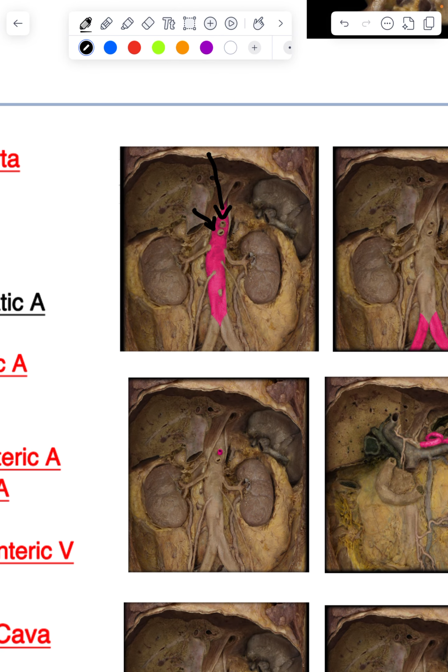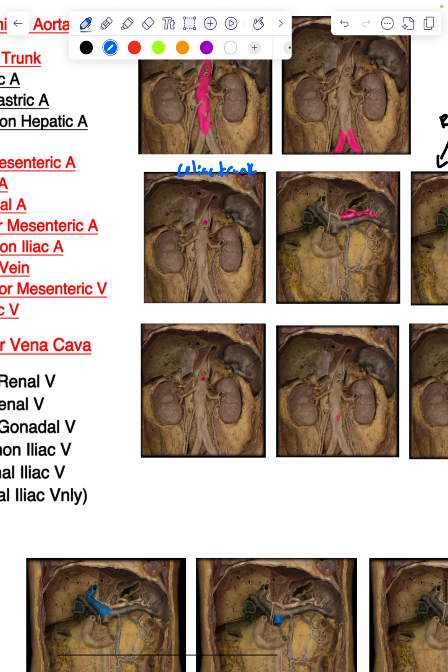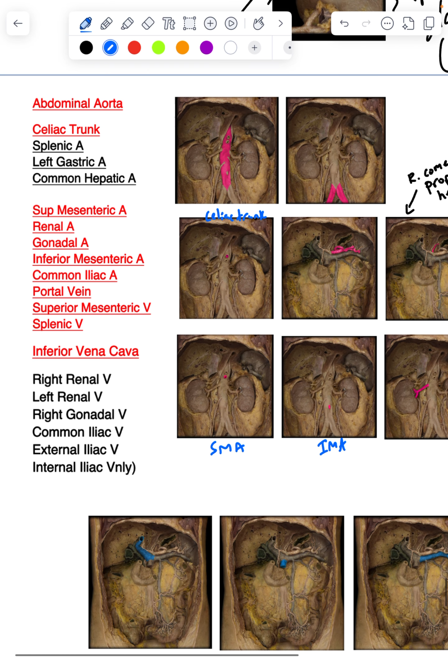1, 2, 3. These are your first one is celiac trunk. Then superior mesenteric artery, and the one under it has to be your inferior mesenteric artery. Now, the only one she has listed here with the actual branches of it is your celiac trunk. So these 3 come off your celiac trunk.